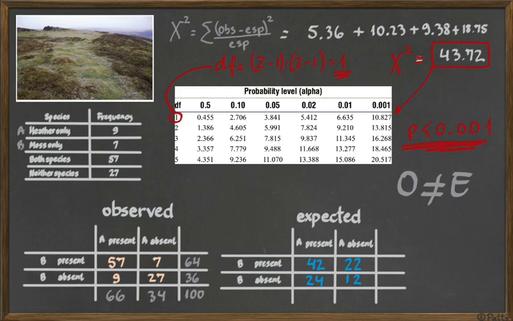And the only thing missing now is for me to say whether the species are positively or negatively related with each other. What I have here is that both present and both absent are much bigger than the expected by chance.